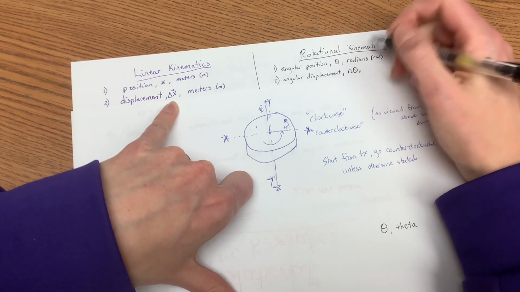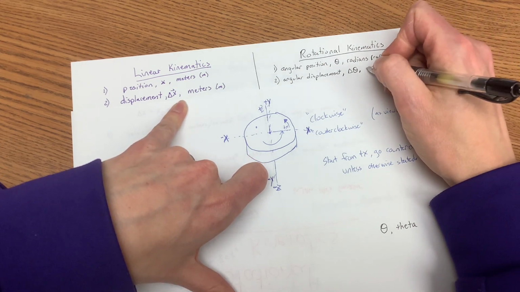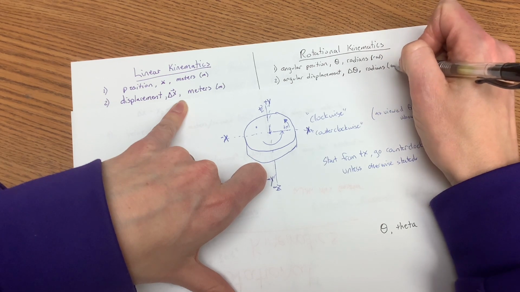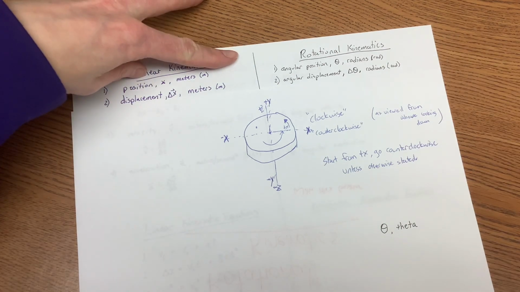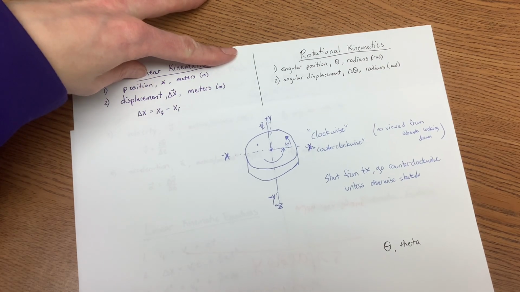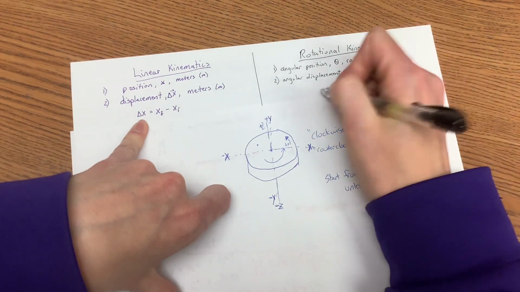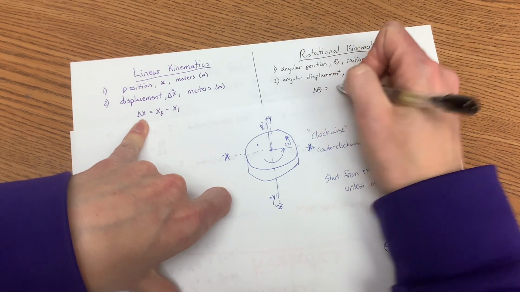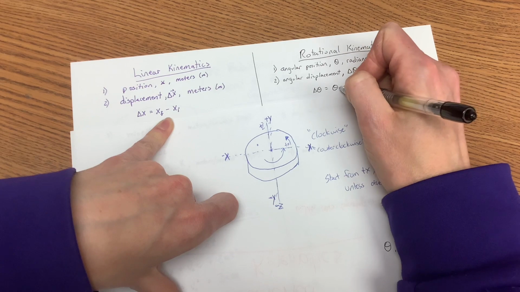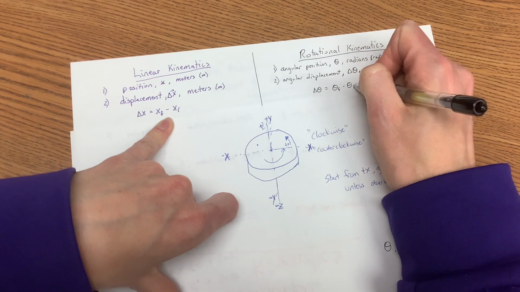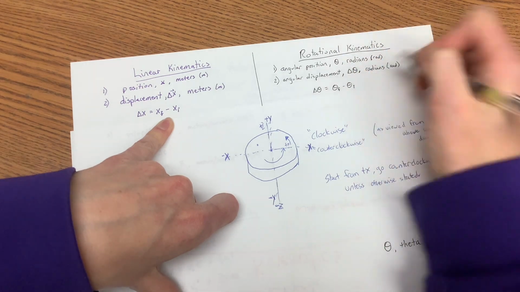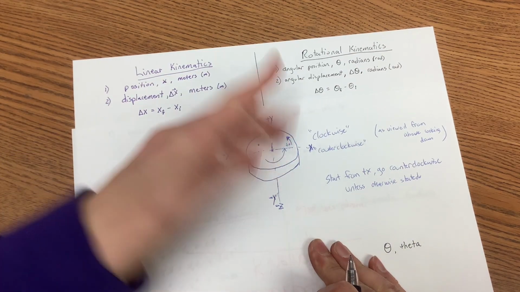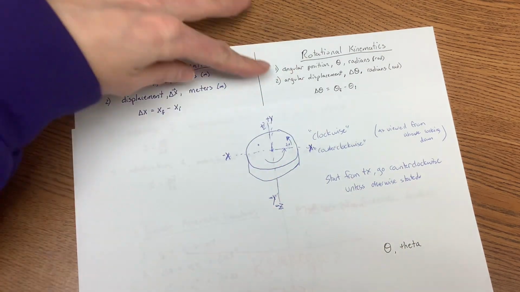So delta theta, we're talking about the change here. This is still in radians, just like it was there, which is rad for the abbreviation. And just like before when we found the change in position, the displacement, we did the final minus the initial, exactly the same here. So if we want to figure out how much it rotated, maybe we know it was aligned this way and now it's aligned this way, we can find out how much it rotated. That's exactly what we're doing here.